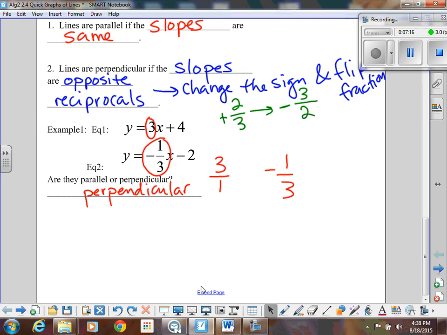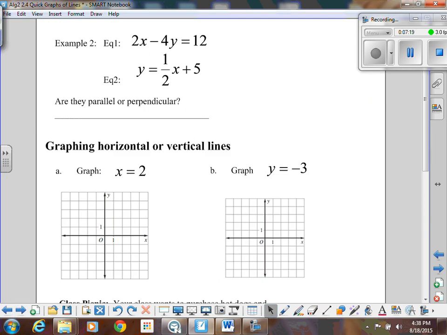On our next example, it's not quite that easy. Do you notice how that first equation is in standard form? So I can't really tell what the slope is just by looking at it. So we're going to rewrite this. I want to get the y by itself. So I'm going to first subtract the 2x.